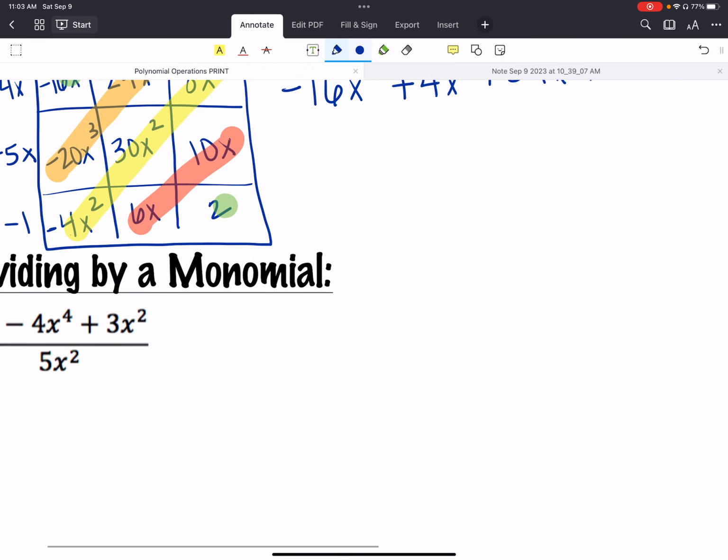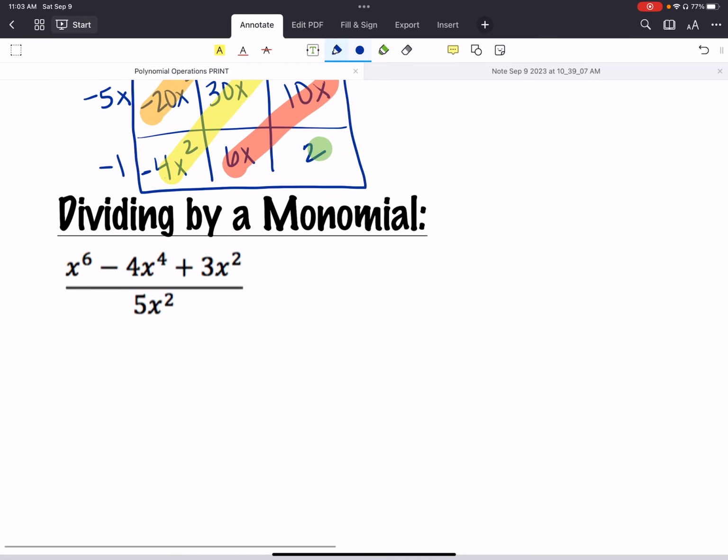So let's look at dividing. So later this week, we're going to talk about dividing by binomials, but for today, we're just focused on a monomial on the denominator.